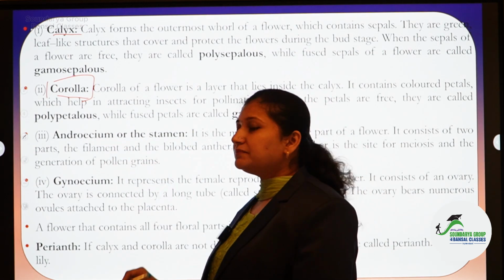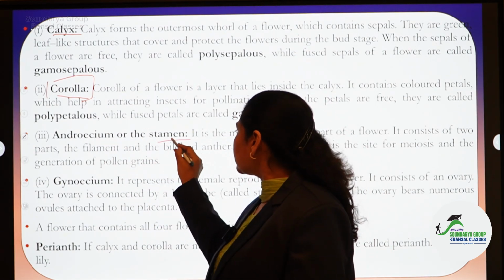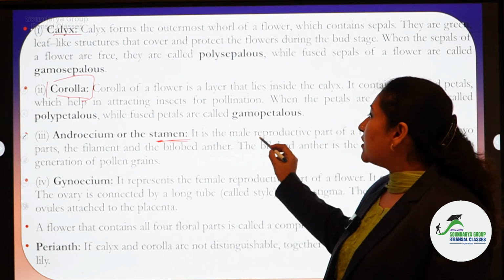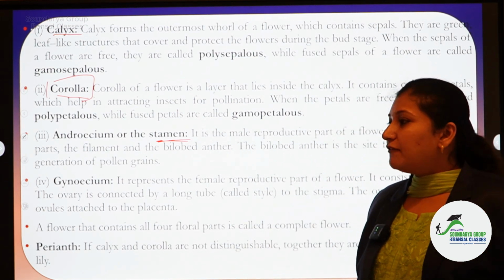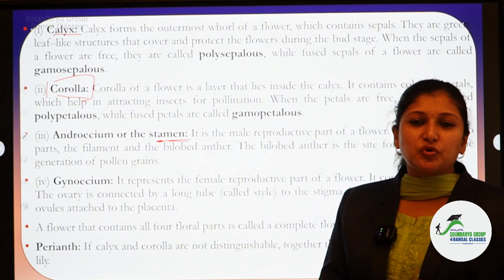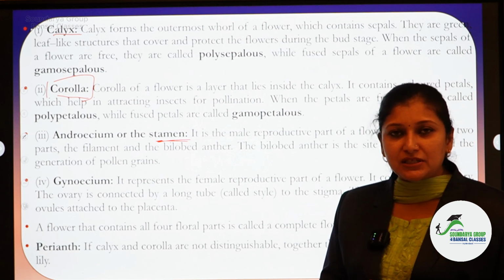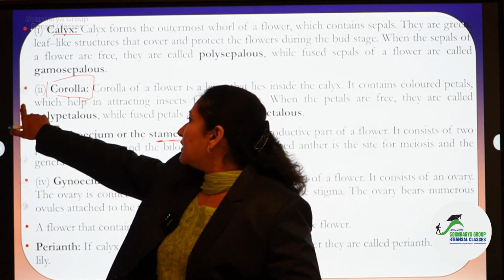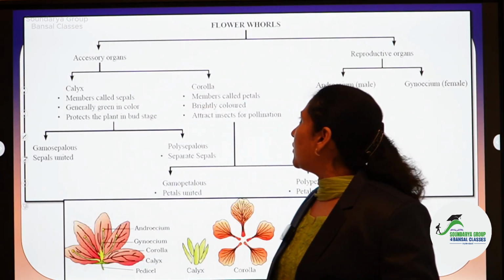Then androecium or stamen. This is the male reproductive organ of the flower, which is made up of anther and filament. Then the gynoecium of the flower. The innermost whorl is the gynoecium, which is made up of the pistil, which contains stigma, style and ovary. That is the female reproductive organ of the flower.